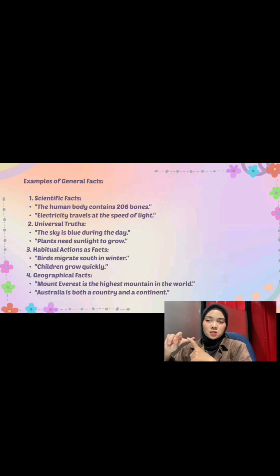First, scientific facts. The example of scientific facts is electricity travels at the speed of light. For the second, universal truths. The example for the universal truth is the sky is blue during the day. For the third, habitual action as facts. The example is children grow quickly. And the last, geographical facts. The example is Australia is both a country and a continent.